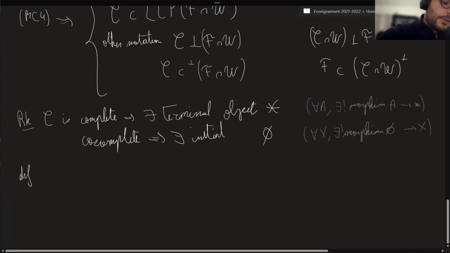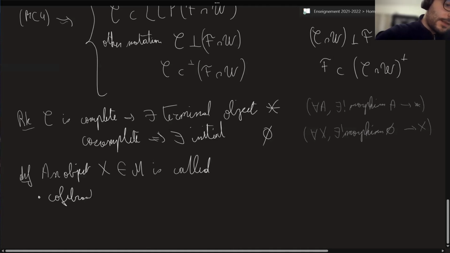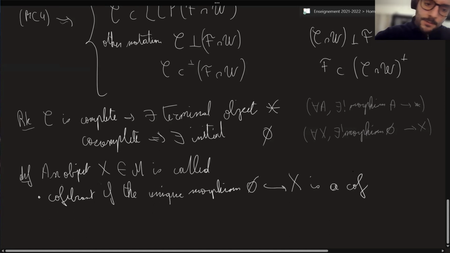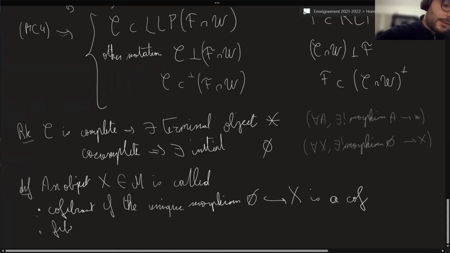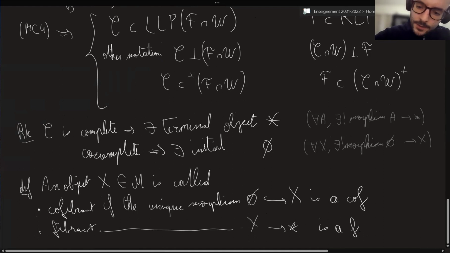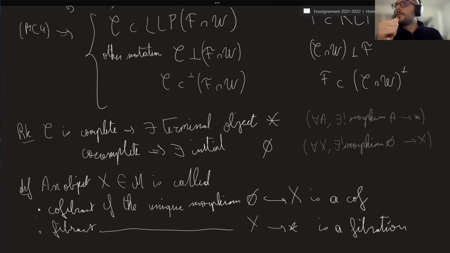Okay, so definition now. An object X in M is called cofibrant if the unique morphism from the initial object to X is a cofibration. And it is said to be fibrant if the unique morphism from X to the terminal object is a fibration. This notion is a bit more technical. It doesn't seem like much, but this is really going to be important in what follows.